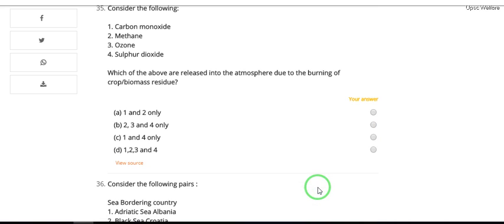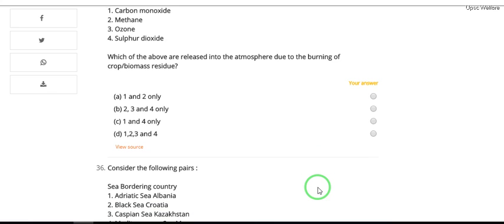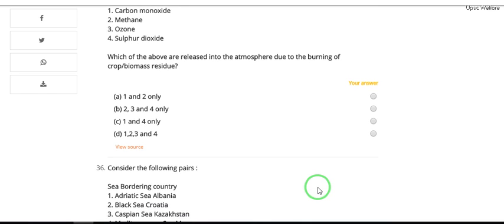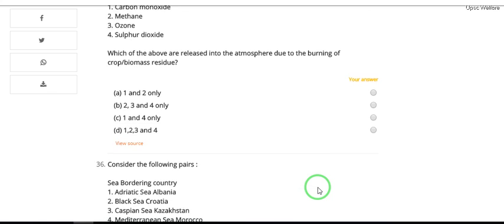Here it is asking simply which one of the following is released into the atmosphere due to burning of crops and biofuels. So here I have some confusion, so I will tell you after searching, of course. Let me have the time to check which one will be the correct answer to this question, because it is not clear. I have the confusion here in 35.